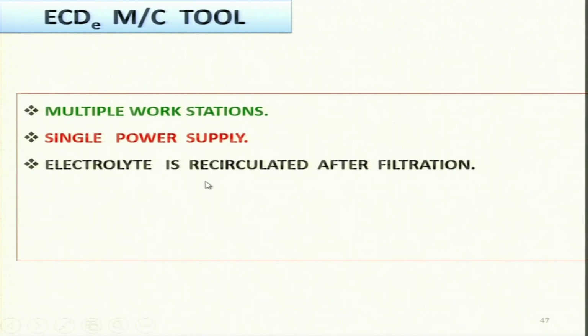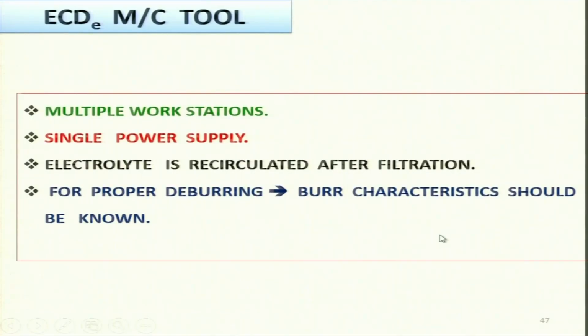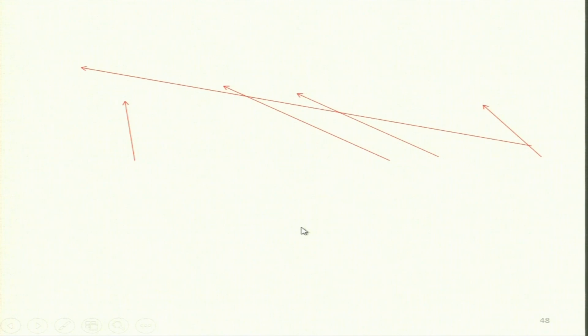This is very important. When multiple workstation means you are deburring at many locations at the same time. So, accordingly you have to design the tool. Electrolyte is recirculated. I have already mentioned that first thing, electrolyte is very expensive. Second thing, there is no electrolyte consumption. So, after filtration, electrolyte is recirculated. For proper deburring, work characteristics should be known. So, let us see.